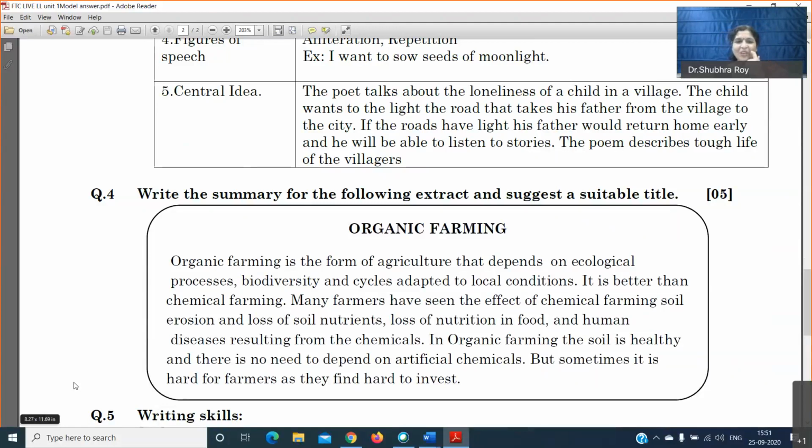Okay. So organic farming is the form of agriculture that depends upon the ecological processes, biodiversity and cycles adapted to the local conditions. It is better than chemical farming. Many farmers have seen the effect of chemical farming: soil erosion, and loss of soil nutrients, loss of nutrition in food, and human diseases resulting from the chemicals. In organic farming, the soil is healthy and there is no need to depend on artificial chemicals, but sometimes it is hard for the farmers as they find it hard to invest.